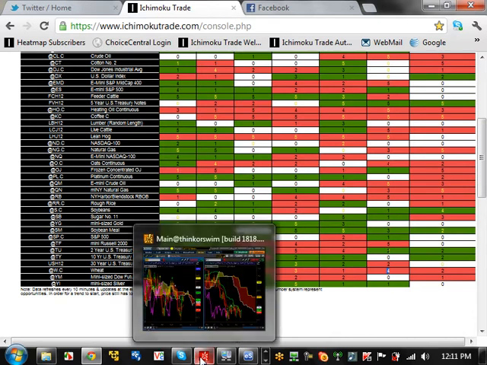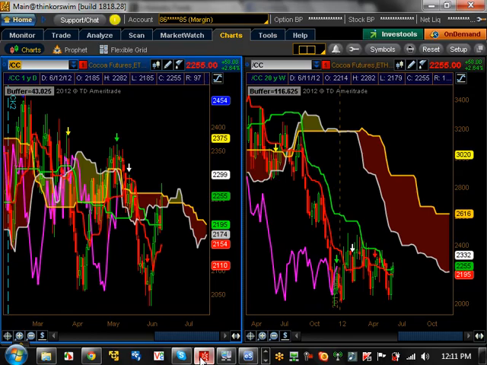Okay, so these are basically filtering out a lot of the stuff that's going on. If you look here, the daily chart is on the left hand side, and the weekly chart is on the right hand side. So we're going to start by going through all the different instruments right now.